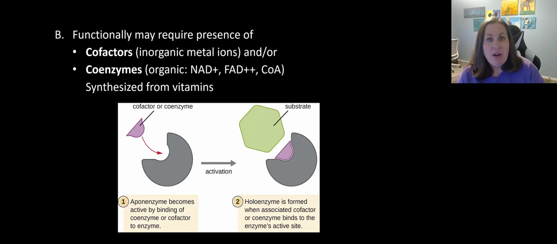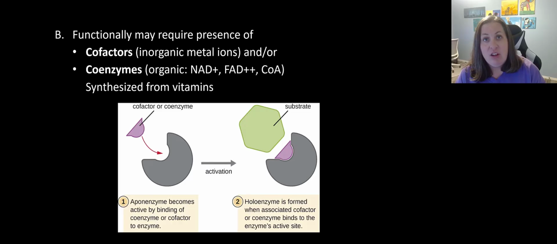Now, functionally, we do see that some of these enzymes may require the presence of some help, okay? In order for them to actually do their job and do it well and efficiently, they may need some help. And some of the help are going to be things like cofactors. So cofactors are inorganic metal ions, okay? And so they are inorganic. These would be metals like iron, nickel, things like that, okay? And what they would do is they would bind to the enzyme and then activate it. Then the enzyme is activated to do its job.